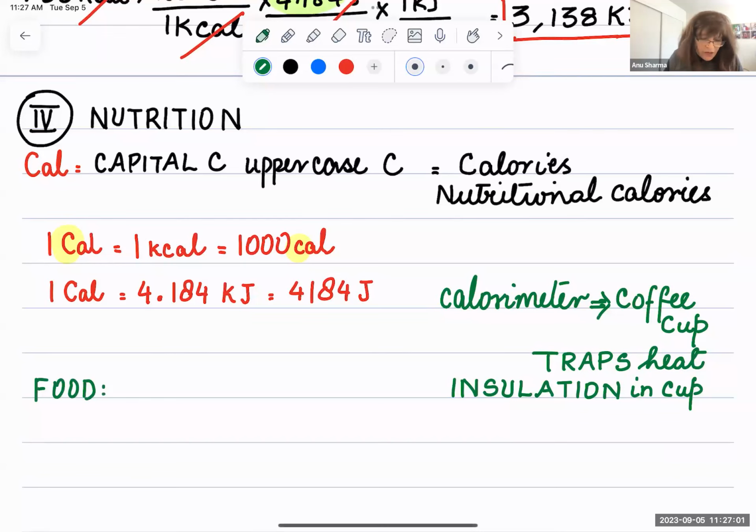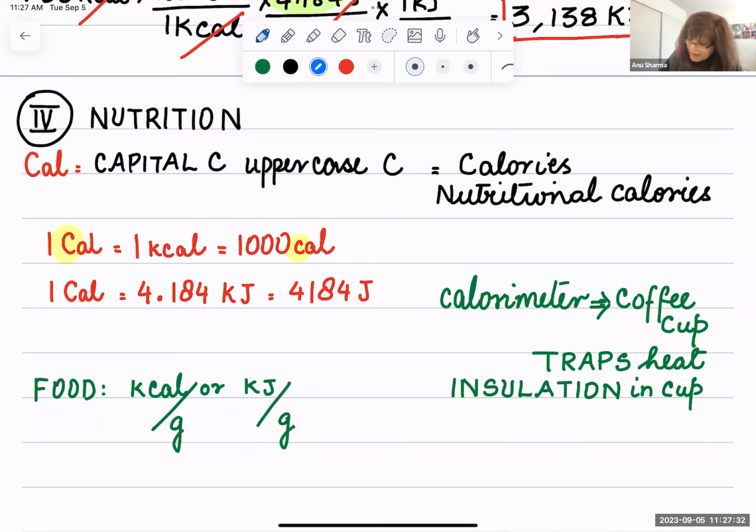Okay, here the energy values for the food are in kilocalories or kilojoules. This is something you must have seen in the labels, and these are obtained from burning 1 gram of whatever, 1 gram of carbohydrate, fat, or protein. So in food, it's kilocalories per gram. How much of the heat is being released?